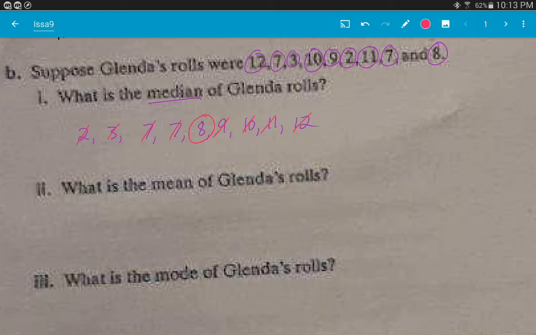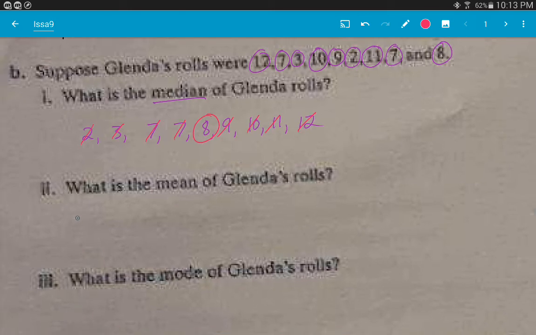What is the mean of Glenda's rolls? So what that means is we're going to add all these up. 2 plus 3 plus 7 plus 7 plus 8 plus 9 plus 10 plus 11 plus 12. And then we're going to divide that by how many rolls there are, which is 1, 2, 3, 4, 5, 6, 7, 8, 9. So we can divide that by 9. When we add up the top, we're going to get 5, 12, 19, 27, 36, 46, 57, and 69. So 69 divided by 9.